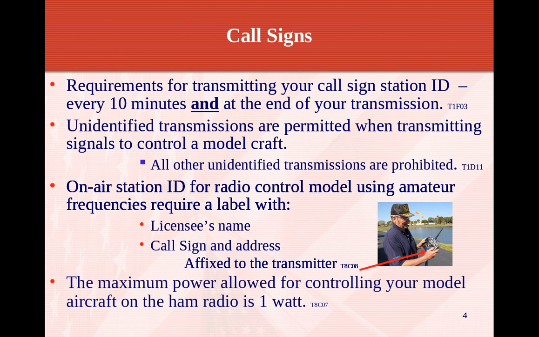Maximum power allowed for controlling your model aircraft on the ham radio is 1 watt. So we have a variety of different frequencies that we can use that are not as congested as the 75 megahertz band or the 27 megahertz band. We have a 6 meter band, which is around 50 megahertz, that has remote control frequencies that we can use as amateurs. So they're not as crowded, and we're limited to 1 watt, which is way above whatever is out there commercially for the 75 megahertz.